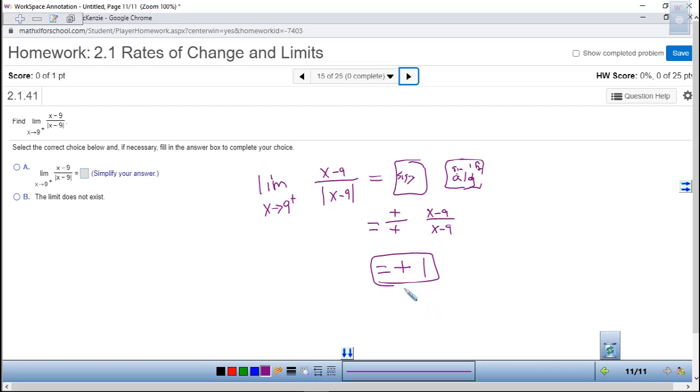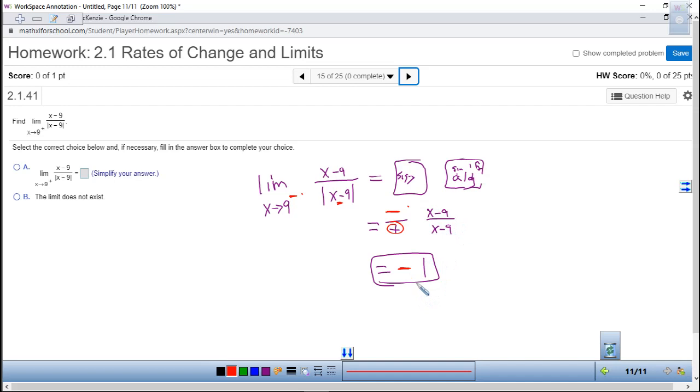Now, here's the issue. What happens if we go back, and I'm going to change colors here just so you can see where I make changes. What happens when we're approaching that from the left side? Well, if we're approaching this from the left side, we're thinking of a number like 8.9. So if we take 8.9 minus 9, we're going to get a negative number. So this is going to be negative. If we take 8.9 and put it in the bottom, we have 8.9 minus 9, which gives me a negative number in the absolute value, but when I take the absolute value, I'm still going to get a positive. So now I've got a negative divided by a positive, which is going to give me an overall negative value, and my x minus 9 over x minus 9 still gives me the 1.